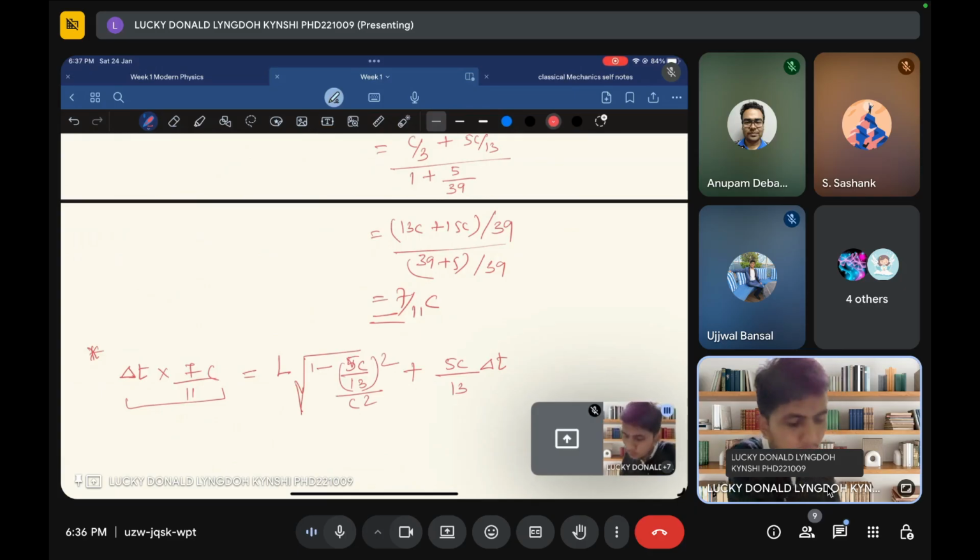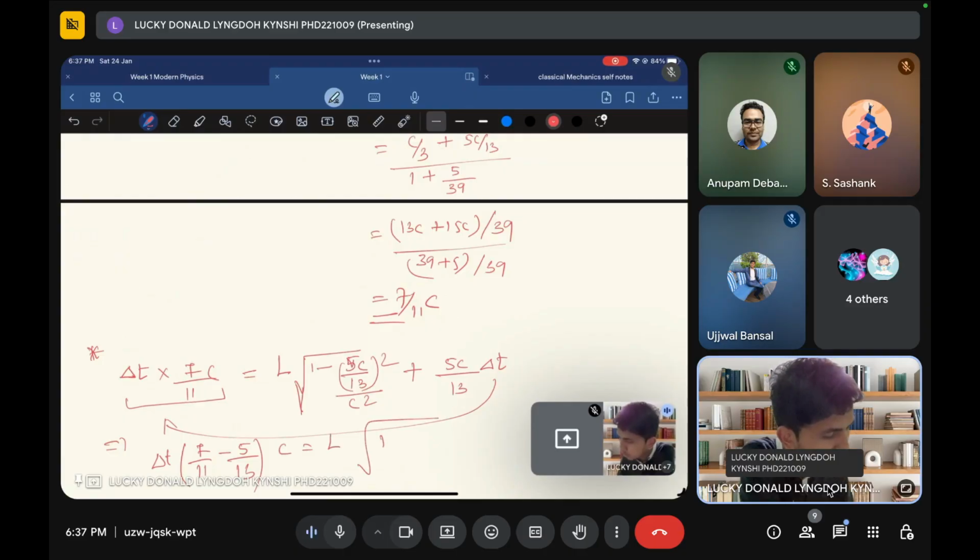So if you look at it, the distance is, first of all, a length contraction because it's moving so fast, and also it is moving with the velocity 5c by 13. Now you can solve for this delta t. So we get delta t times (7 by 11 minus 5 by 13) c equal to L times the square root of 1 minus 25 by 169.